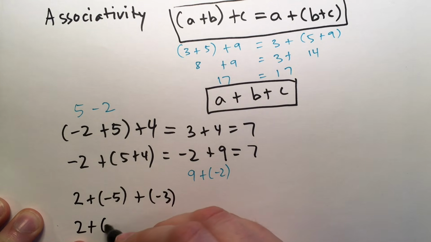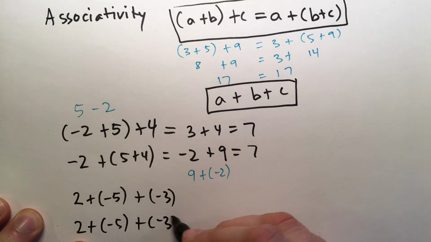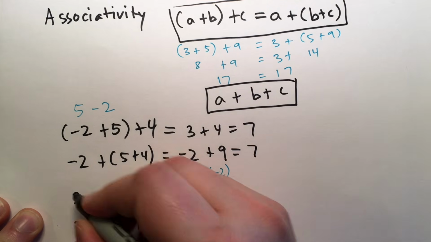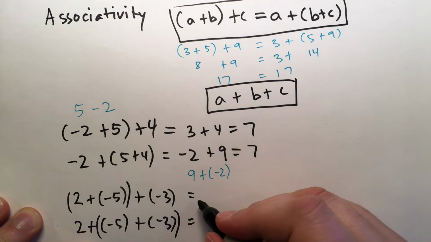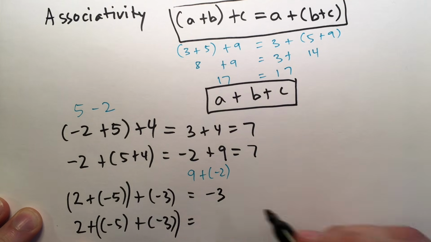Okay, so 2 plus negative 5 plus negative 3. In the first case, we'll add the first 2 first. In the second case, we'll add the second 2 first. So 2 plus negative 5. Well, that's going to give you negative 3. I'll talk about why in a second.